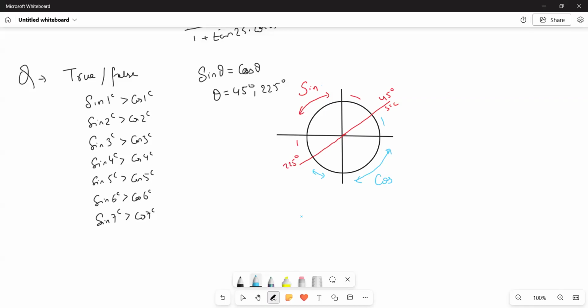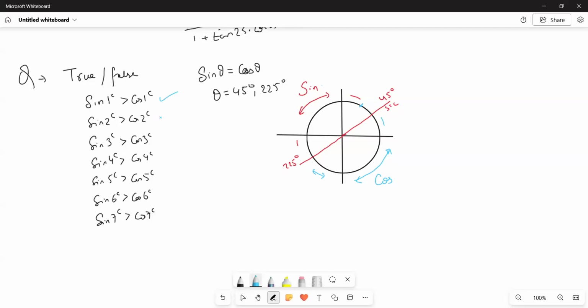Yes, sir. So now, where will 1 radian lie? How much is 1 radian? Sir, 57.3 degrees. 57 degrees. तो कहाँ पे लाई करेगा? अपर वाले हाफ में. So sine 1 radian would be greater than cos 1 radian. True.